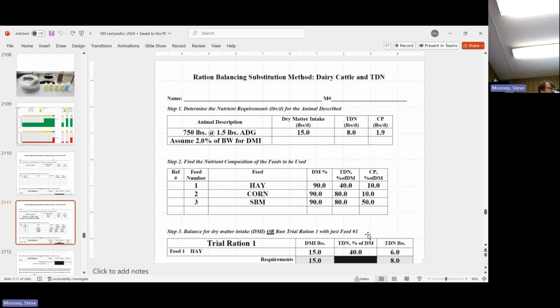ADG, everybody knows what that means or not? ADG is average daily gain. So she's got 1.5 pounds average daily gain. We're going to assume that she's eating 2% of her body weight for dry matter intake. Is that typical or not? Does anybody remember? For heifers.